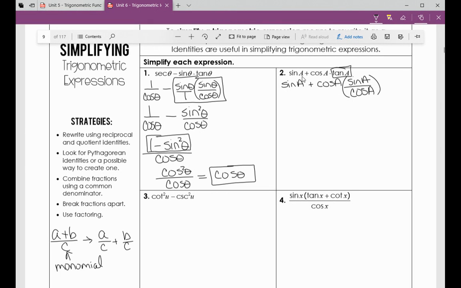The reason I chose sines and cosines for this one is because I had a whole bunch of sines and cosines, okay? So if I put this over 1, do the math, that cancels. So I end up with sine A plus sine A, which is 2 sine A. That's just combining like terms at that point. 1 plus 1 is 2. No different than x plus x being 2x.